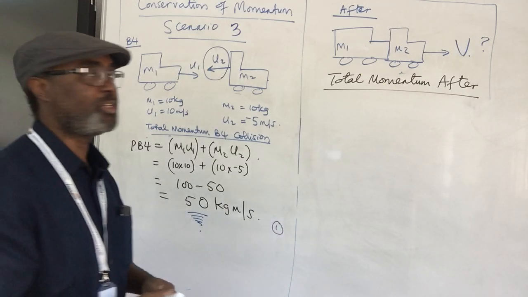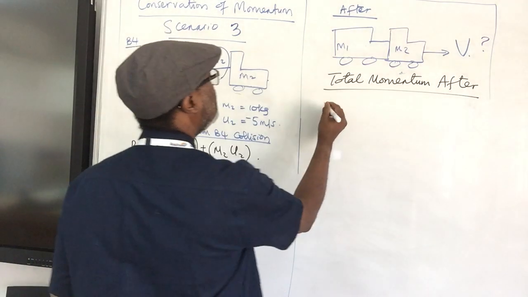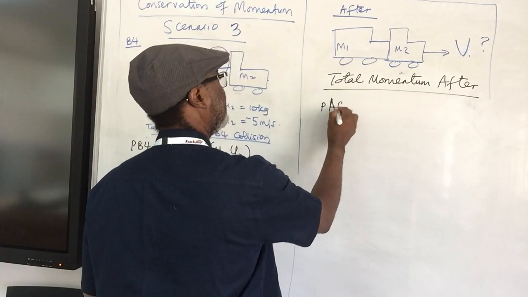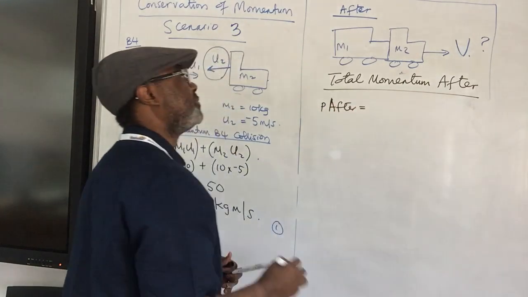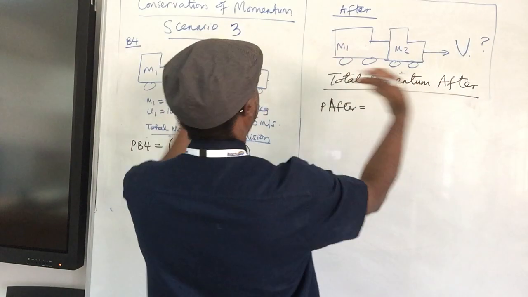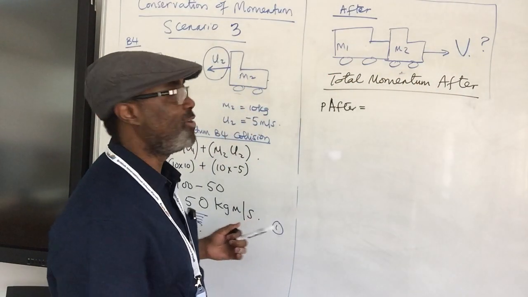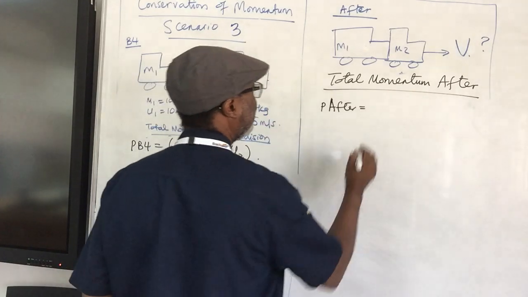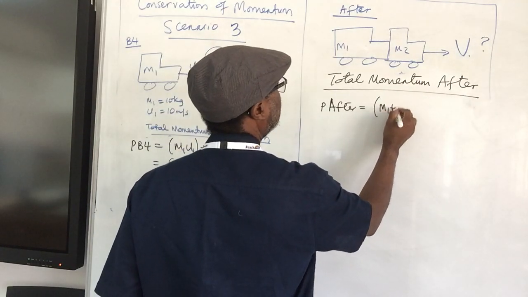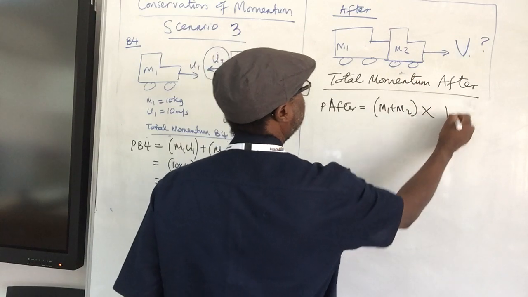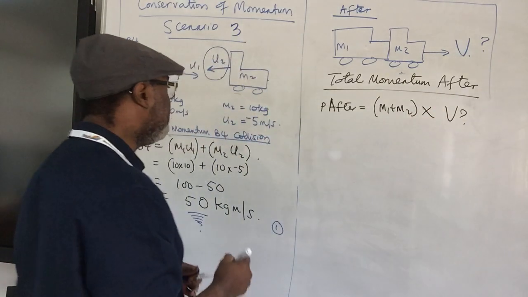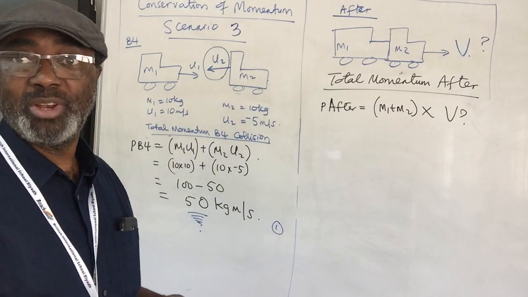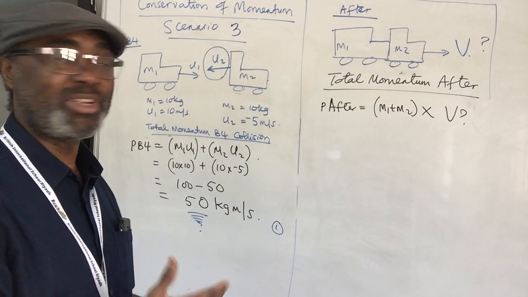The second equation will be derived from the total momentum after collision. Again, a very common scenario: after a head-on collision, they stop and start moving in the same direction. So we say M1 plus M2 times V. Remember, we do not know what the sign of V is going to be, but our calculation, if done correctly, is going to bring that out.